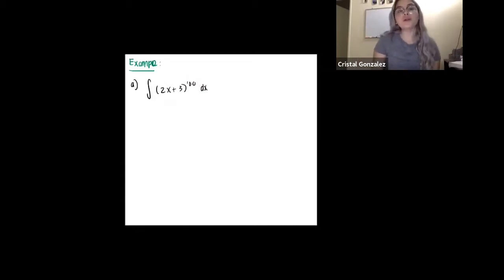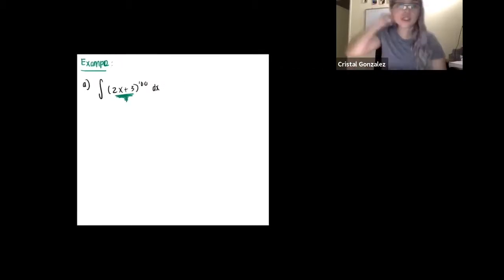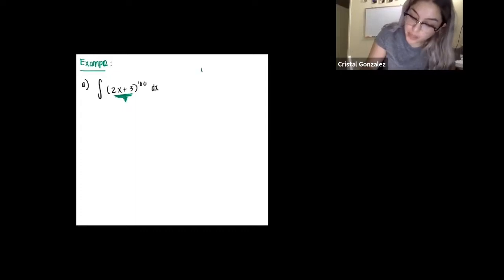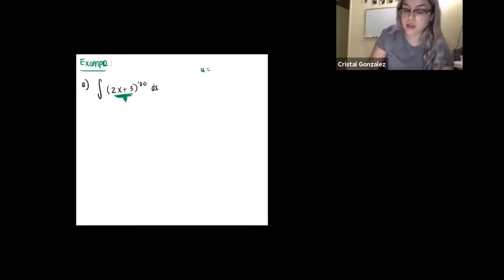Our u is usually the thing that's trapped inside parentheses, a square root, or some trig function. So in this case, what you're going to pick as your u is 2x plus 3. That's going to be what we pick as our u. And I'm going to write u on the side here. I'm going to do all my calculations for u on the side. And I'm going to let u equal 2x plus 3.